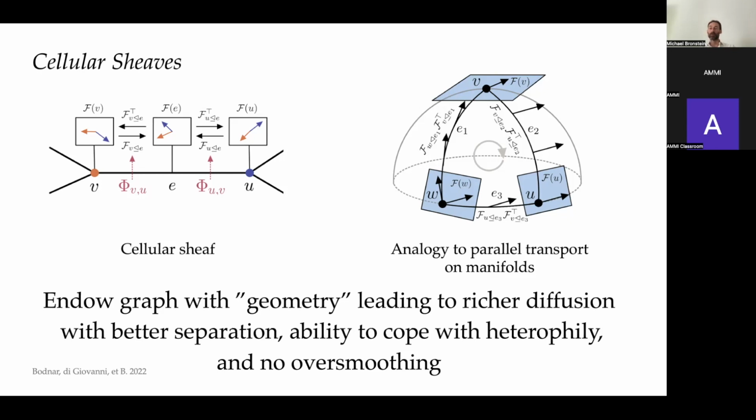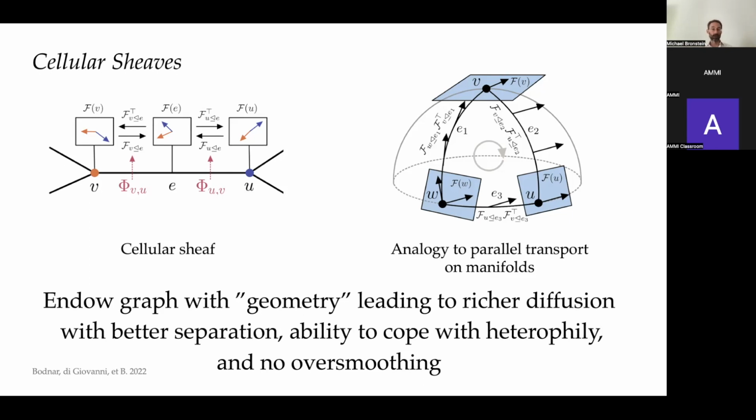From the tangent space at point U and point V. So you can design something like this on a graph. You can say that every node has an associated vector space, and every edge as well. And you have linear maps that take a vector between these spaces. These are called restriction maps, and the graph with these vector spaces and the maps between them is called a cellular sheaf.